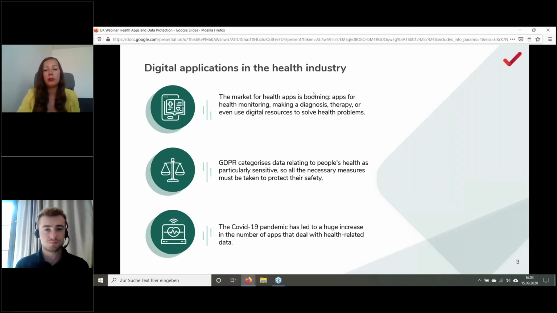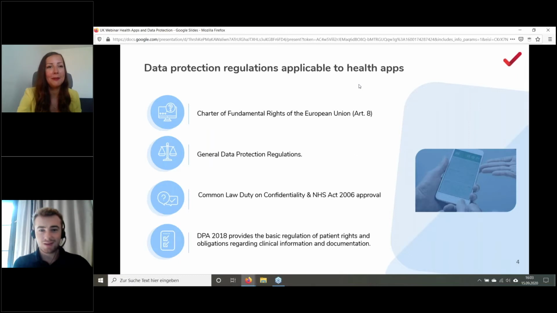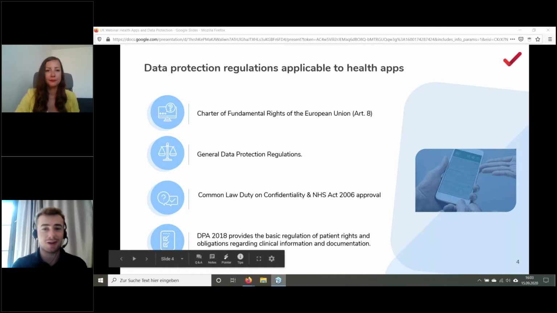So things like health monitoring, therapy, or even making a diagnosis from afar and much more can already be solved with an app today. As the GDPR categorizes data relating to people's health as especially sensitive, today we want to speak about all the necessary measures in order to process this data safely and also correctly. Now, in the next step, Charlie will speak a bit about the data protection regulations applicable to health apps.